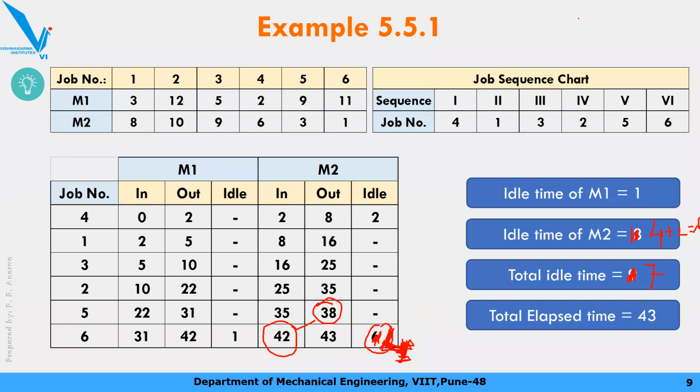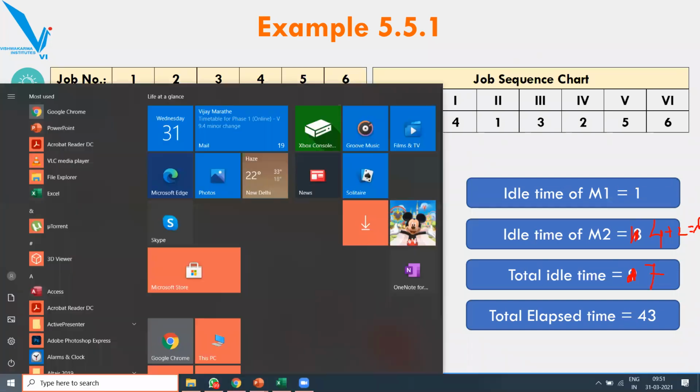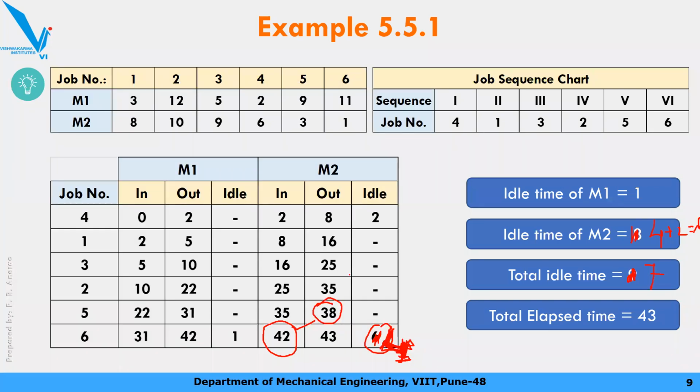In the last chart the idle time is 4, not 6. Thank you Yash for correcting me. Sorry, Amay, for correcting me. Any other doubt or any other observation you found?